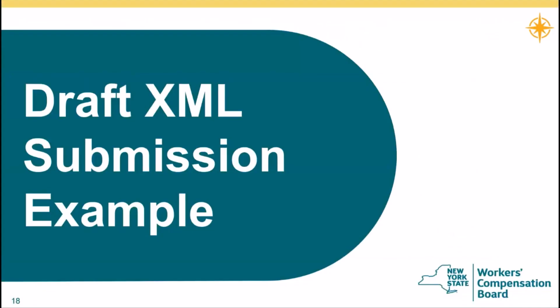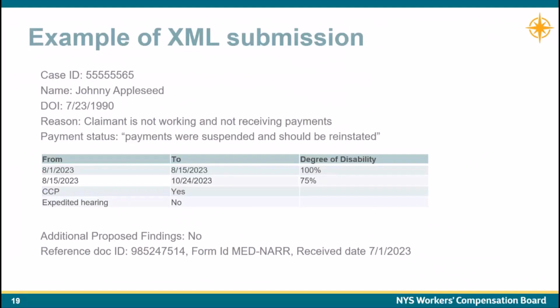Praveen is going to go over an actual sample XML file, but I'm going to set up what that scenario is, very similar to a scenario that Sarah used earlier. On this screen, we have a WCB case ID. It's properly formatted in the format of one of our case numbers. It contains the claimant's name, their date of injury, and the reason that they want that RFA-1 to be filed is the claimant is not working and not receiving payments.